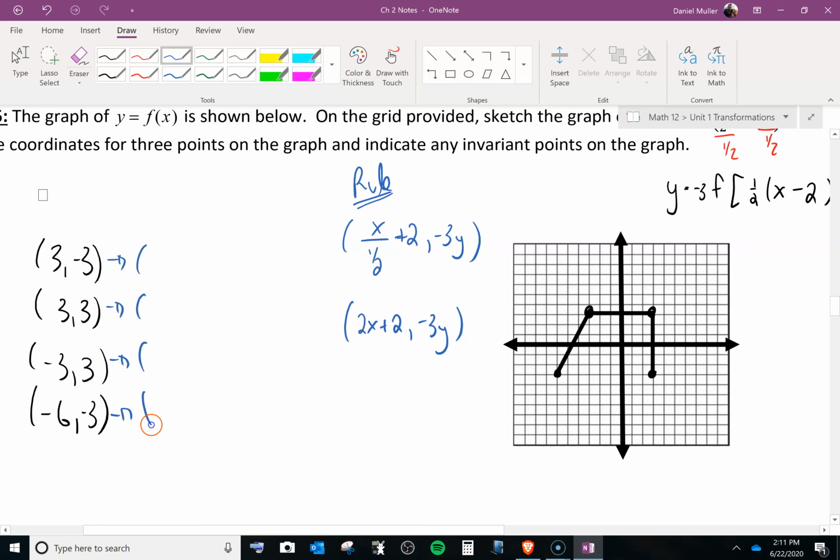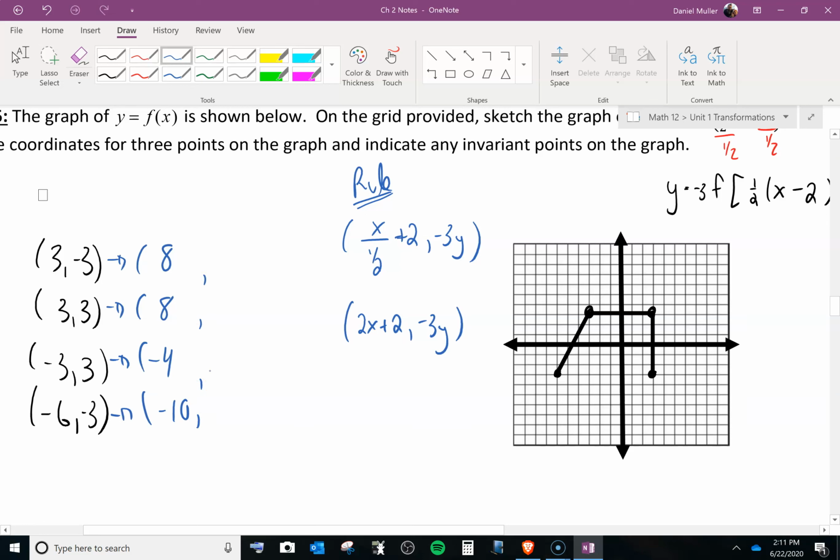So 3 is 6. 6 plus 2 is 8. Again, another 3. 6 plus 2 is 8. Negative 3 is negative 6 plus 2 is negative 4. Oh, and a negative 6. Negative 6 times 2 is a negative 12. Plus 2 is a negative 10. Hopefully it doesn't go off the graph.